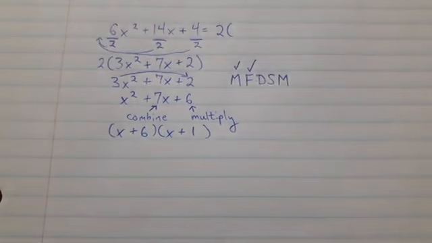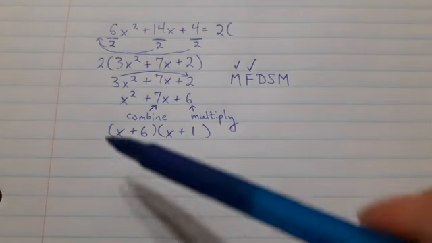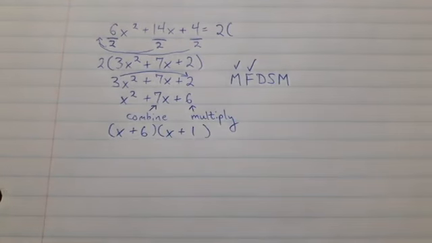Now it's time to move on to D, which is divide. In this step, we need to divide our 2 numbers, 6 and 1, by the original lead coefficient that we used in our first step, our multiply step. The lead coefficient we multiplied by was 3, so that's what we have to divide our 2 numbers by. We get 6 divided by 3 and 1 divided by 3.